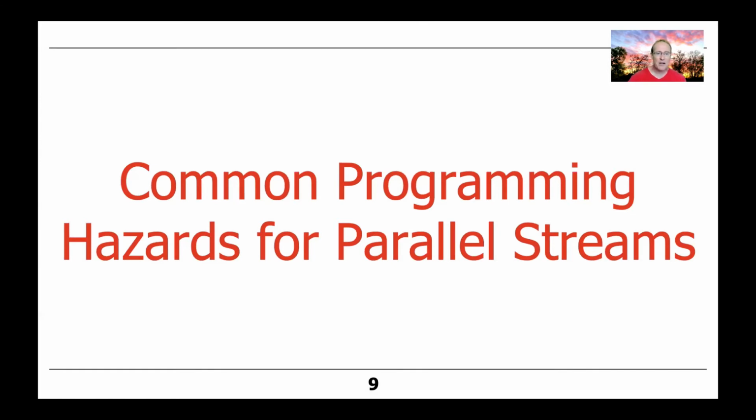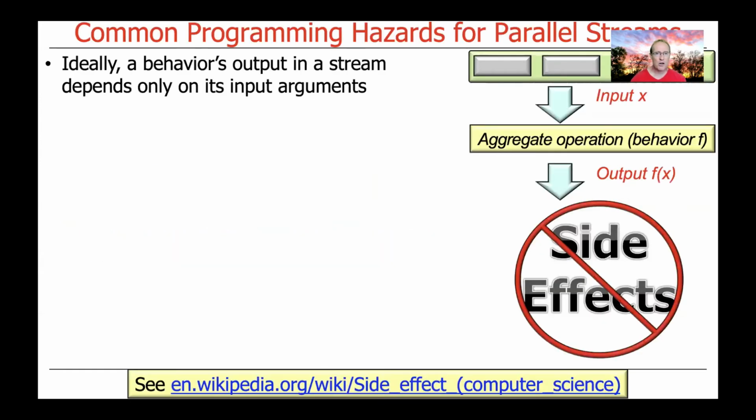And so there's some common hazards when you program with parallel streams. We're not going to cover these in great detail at the moment. I just want to alert you to the fact that they exist. And then when we get to the right point in the class later, after we've covered sequential streams in more detail, I'll introduce this issue with more depth.